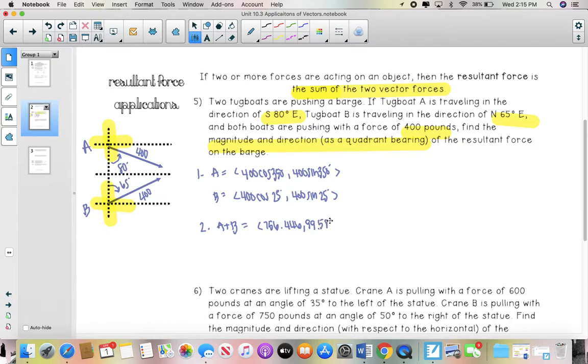99.588. Okay, so second step is to add the resultant together. So we have that, but the question wants it with magnitude and direction. So the question is, how do we do that? Well, third step, we're going to find the magnitude.